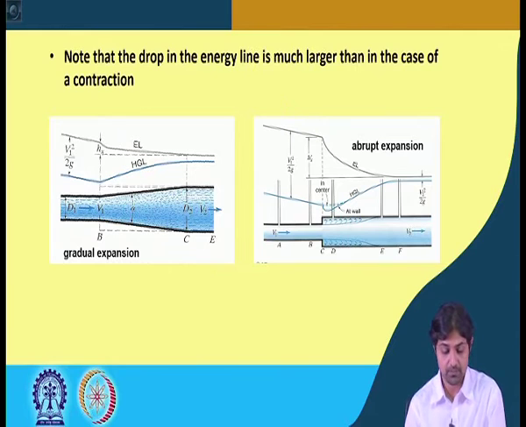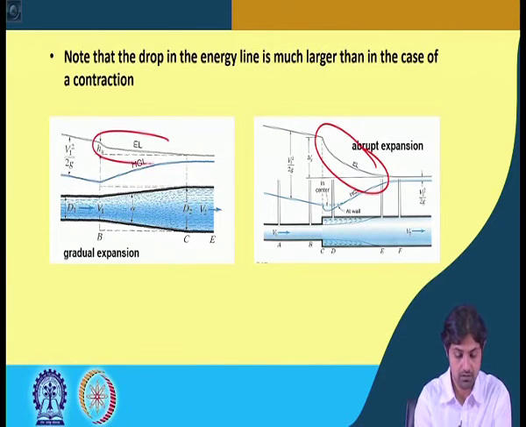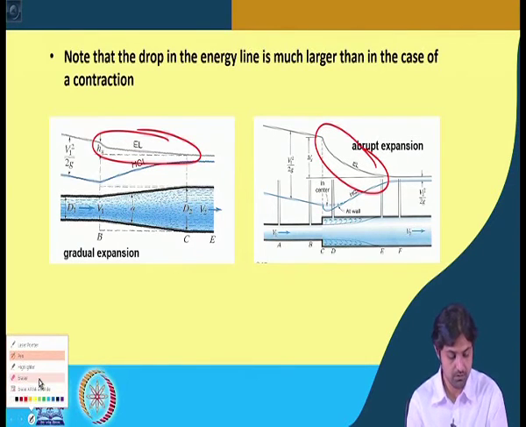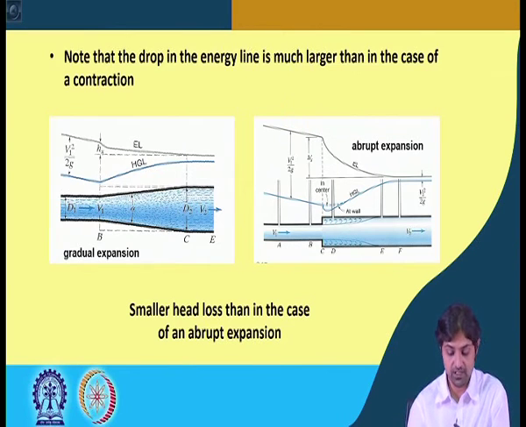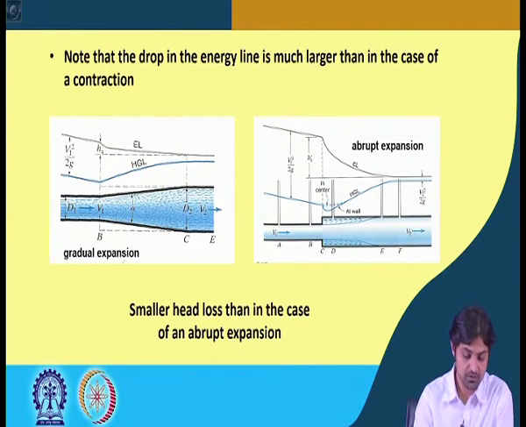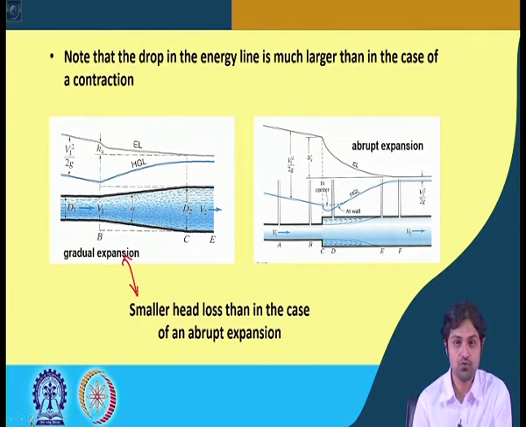And this is abrupt expansion, this is gradual expansion, this is abrupt. See the sudden fall in the line; this is gradual, this is abrupt. So, the head loss is smaller for the gradual expansion than in the case of an abrupt expansion. Like we had the gradual contraction, we have something called gradual expansion.